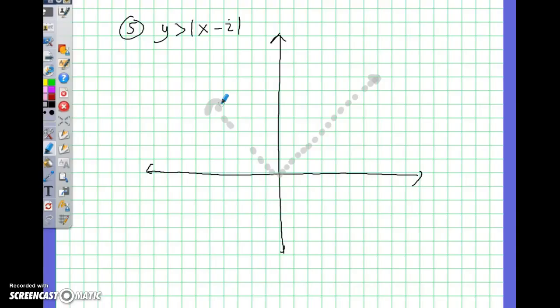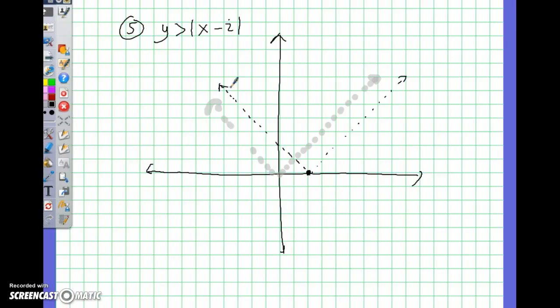2. And so I would move this to the right 2, and I pick a different color like black, and I go 1, 2, so it's here. I go not equal to, so I'm going to use a dashed line. I'm going to go like that. Isn't that nice? And then what point would I pick, Dulce, that's not on my dashed line?